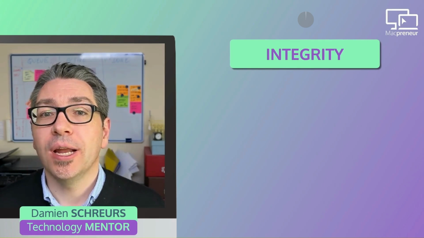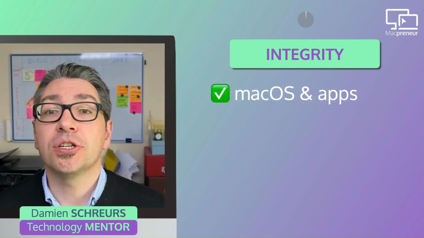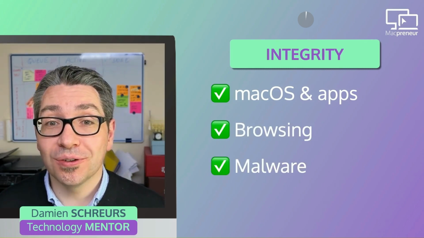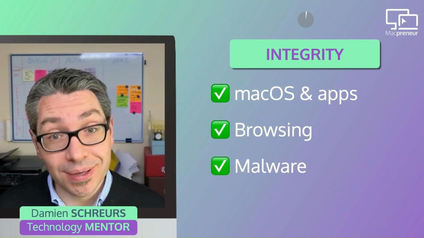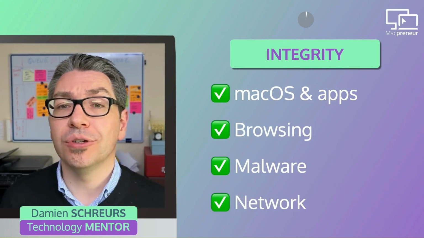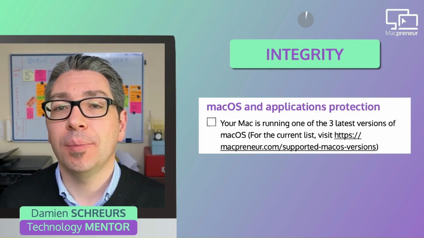Here the checklist will help you protect the operating system, also called macOS, and the applications that you have installed, your browsing sessions, how to reduce the risk of getting bit by malware that would be missed by XProtect, and finally how to protect your Mac when you connect it to any network. First up, macOS and apps protection.